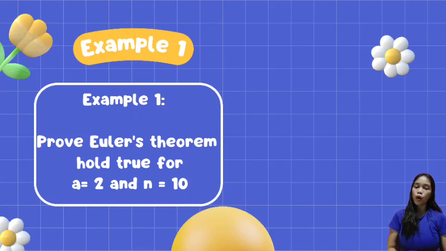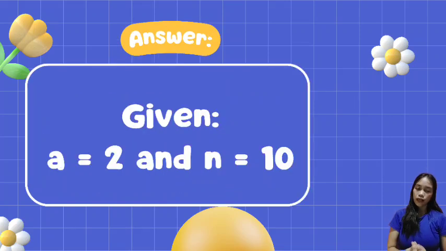Does Euler's theorem hold true for a is equal to 2 and n is equal to 10? And we all know that the formula for Euler's theorem is a raised to the power of phi of n is congruent to 1 mod n. Now let us substitute the given values. So we will have 2 raised to the power of phi of 10 is congruent to 1 mod 10. Since we all know that phi of 10 is equal to 4, then we will have 2 raised to the power of 4 is congruent to 1 mod 10.